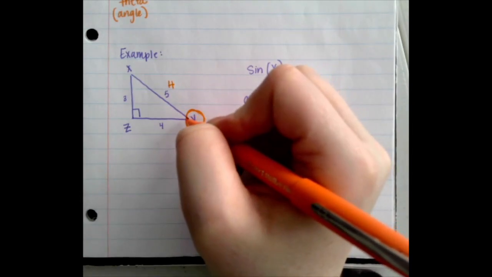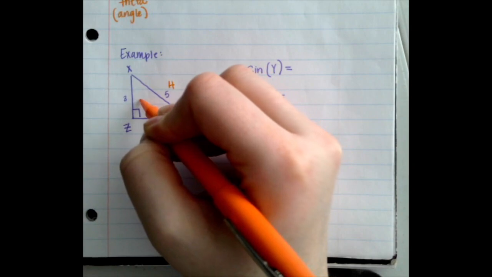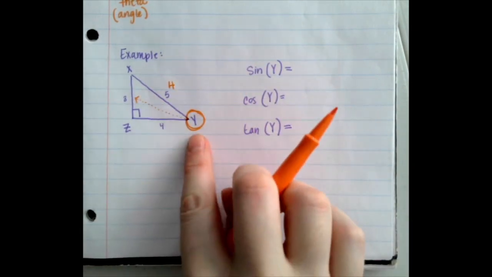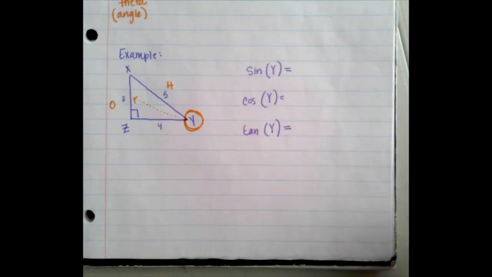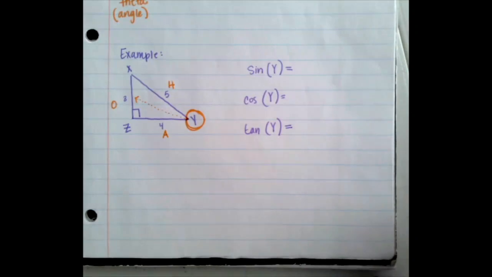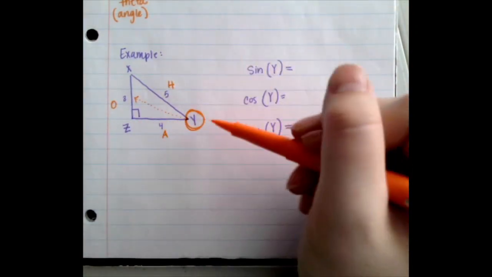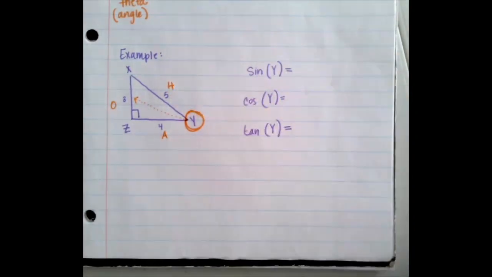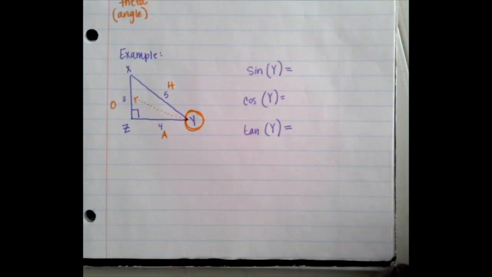Then I do my opposite side, and I imagine, or I actually draw in an arrow, all the way across from my angle to the opposite side. That's my opposite. And the only one left is the adjacent. You can also see it's the one that's next to Y, it's touching it, but the other one that's touching it is the hypotenuse. So you ignore the hypotenuse, and the other one is the adjacent.